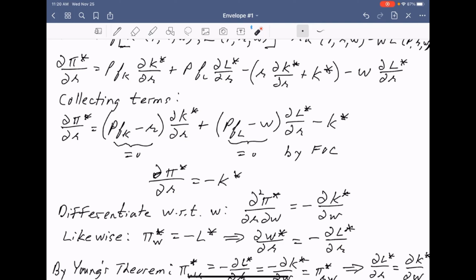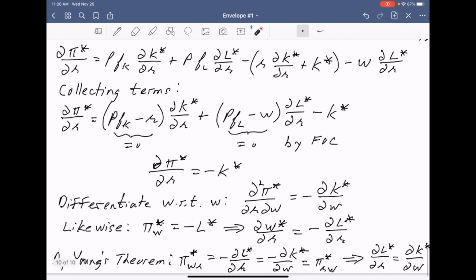R. And by Young's theorem, we find that pi star with respect to W and R is equal to pi star with respect to R and W. That's basically what Young's theorem says. And what that means is that the partial of the derived demand for labor in an optimum with respect to the capital input price is equal to the partial of the optimum derived demand for capital with respect to the wage for labor.